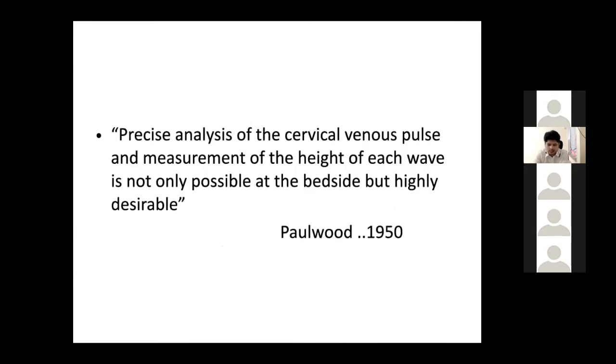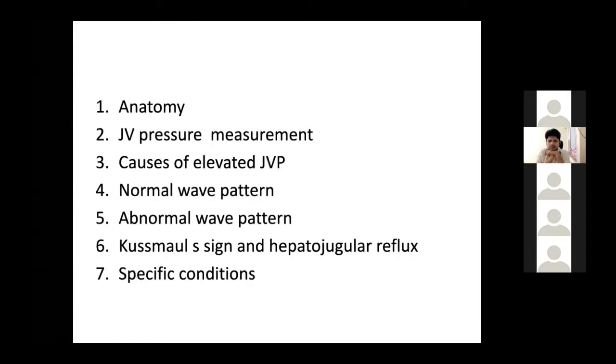But this was what was told by Paul Wood. Paul Wood is very famous because he has given so much to cardiology, be it the Eisenmenger and various other things. So Paul Wood is a known person in cardiology. He has given a lot of contributions. He said that the precise analysis of the cervical venous pulse and measurement of the height of each wave is not only possible at the bedside but highly desirable. So we should know that it not only shows the hemodynamics, we can say many things with the JVP. So let us discuss one by one.